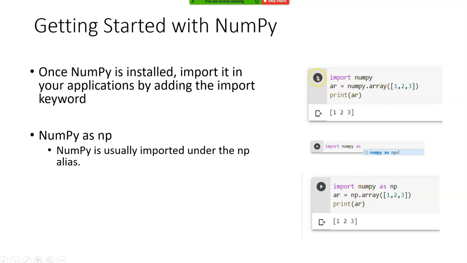Creating an array, I've just given ar for array. np.array 1, 2, 3. And then I print it. All of you please try it in Google Colab as we are going through this. As you can see here, as soon as you type import numpy as, is it numpy as np? Google Colab is prompting. See, it is making your life easier.